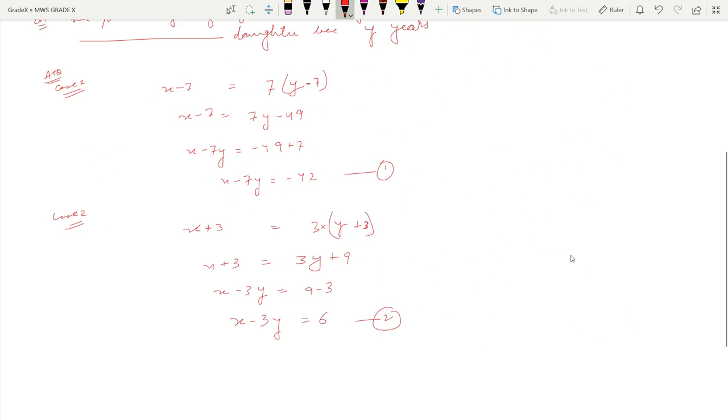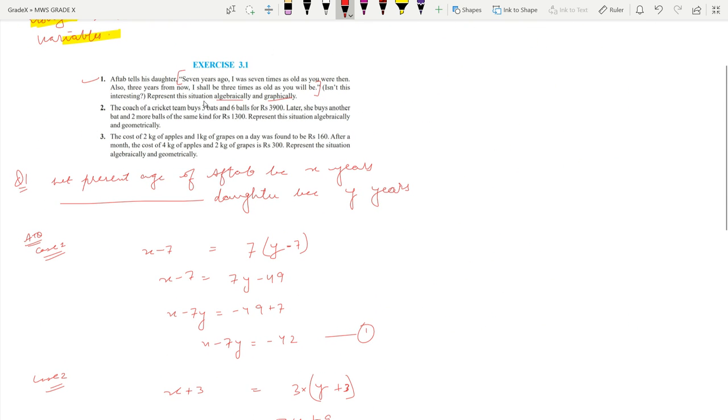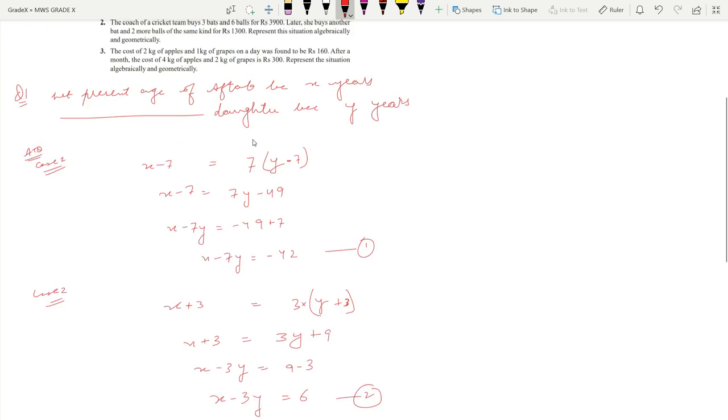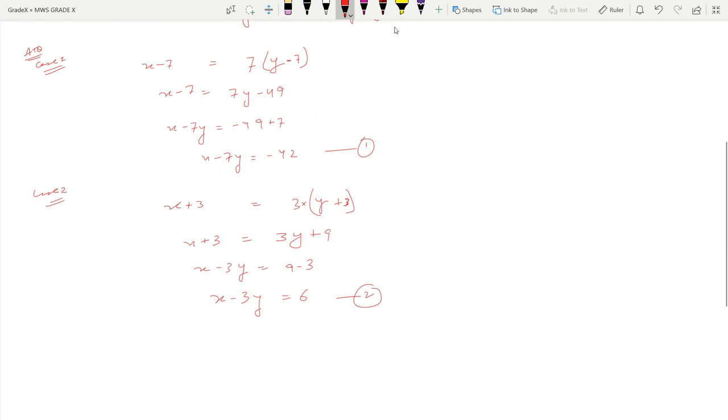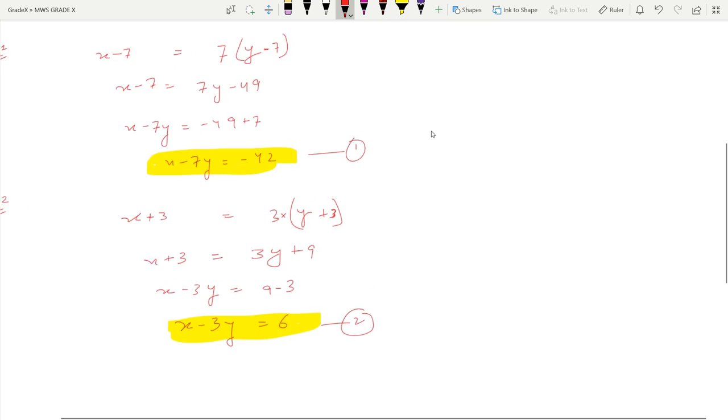According to the question, they have asked to show the situation algebraically. We have shown it algebraically. So this is the answer for algebraically, that these are the two equations which are possible: x minus 7y is equal to minus 42 and x minus 3y is equal to 6. Now let us represent it graphically.